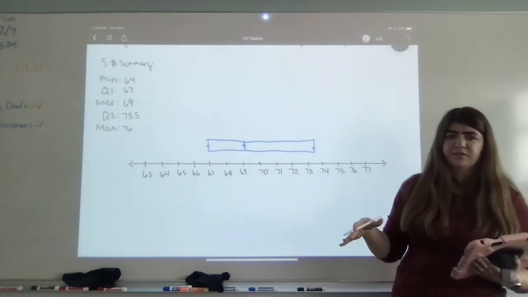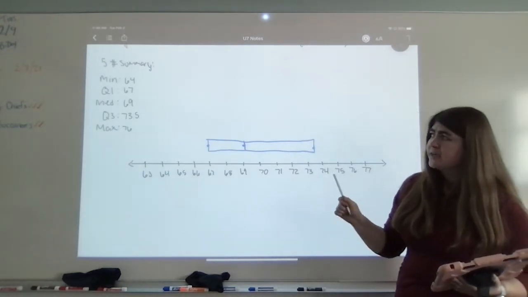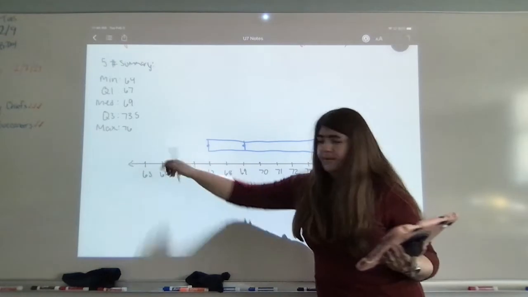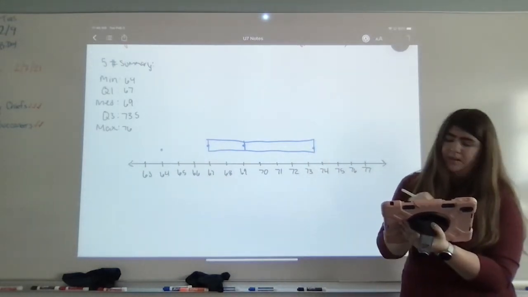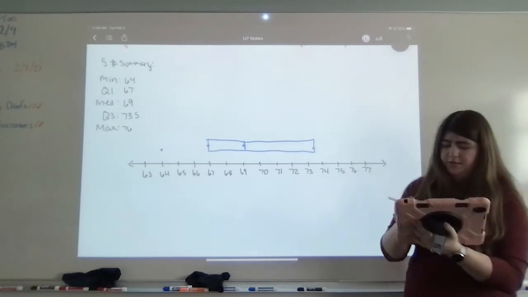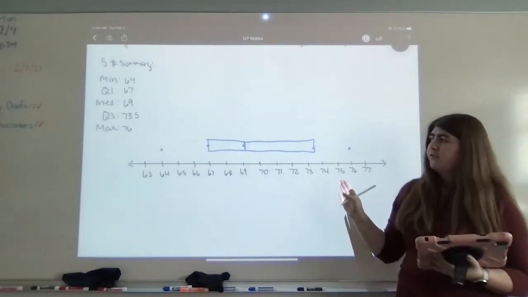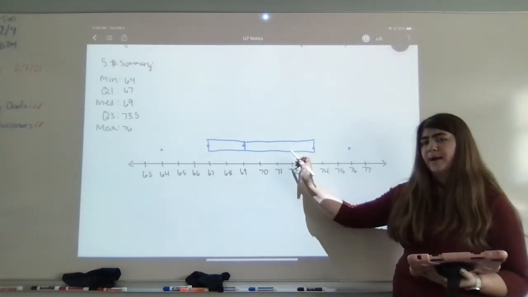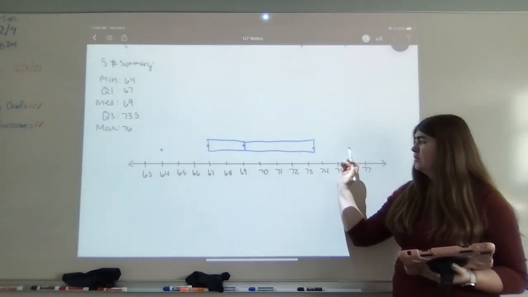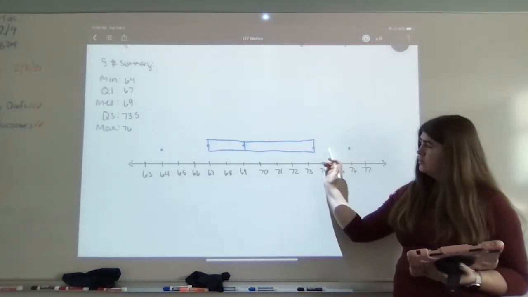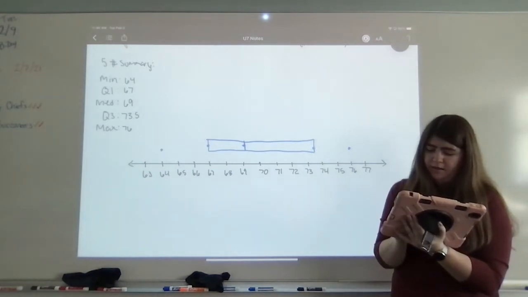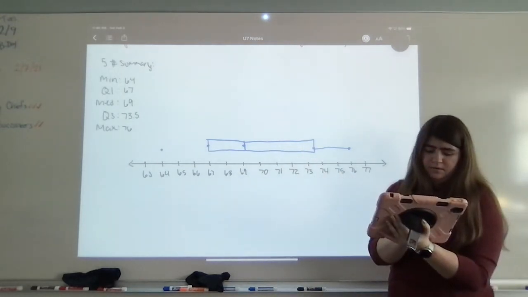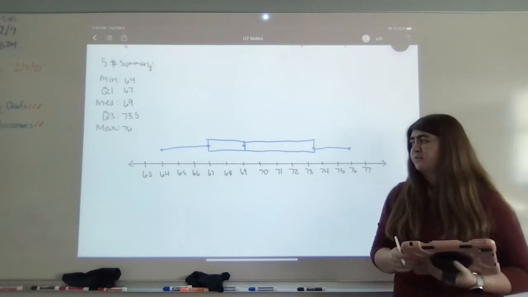Now we have to draw our whiskers. To get your whisker, you're going to put a point at both your minimum and your maximum. My minimum is at 64, so I need a point right about here. And my maximum is at 76, so I need a point right about here. Now I have all pieces of my 5-number summary. The only thing that's left to do is to connect these points to our box. So I'm just going to draw a line from my point, my maximum, to this box, just a straight line. And I'm going to do the same thing from my minimum to the box. And that is your box and whisker plot.